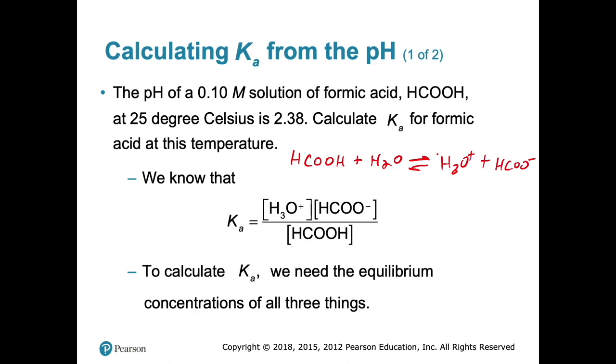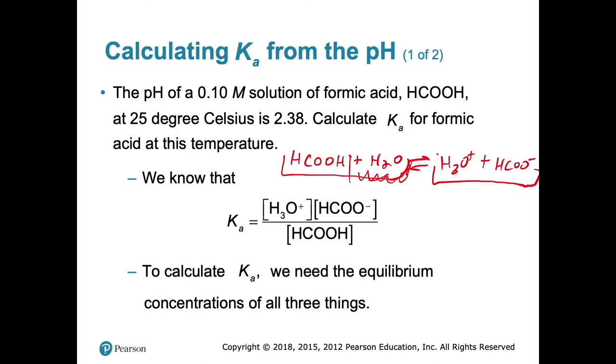The good thing about writing it out is you can figure out whether you need any coefficients, making sure everything is balanced. But usually with these monoprotic acids, monoprotic meaning one-proton acids, it's always a 1-to-1 ratio. So the H3O plus and the HCOO minus, the formate ion, will be at the top of the expression. On the bottom will be the acid and the water, but you don't have to worry about the water. It's just going to be the acid.